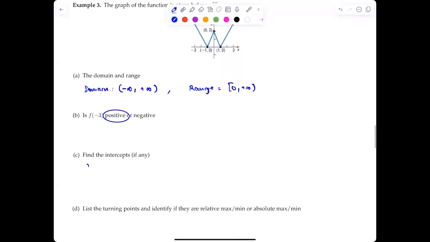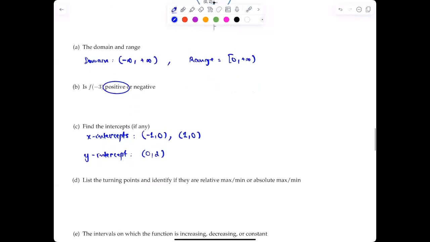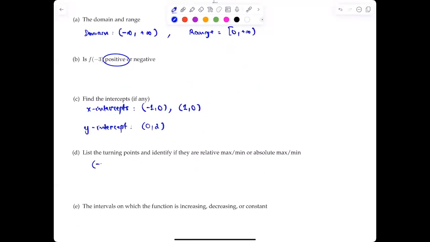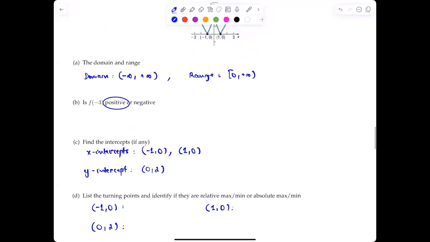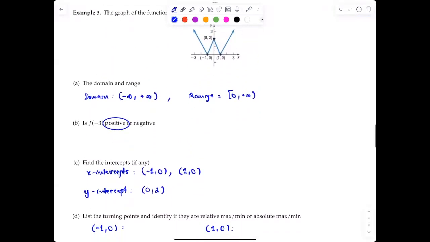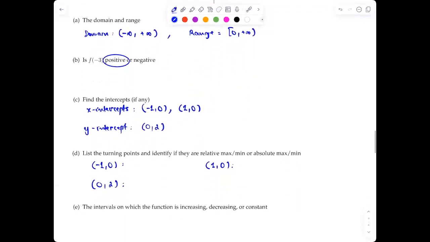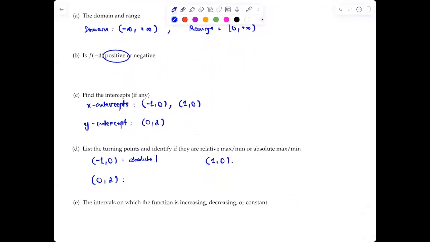Any intercepts? What is the x-intercept here? Negative 1, 0 and 1, 0. Thank you. And the y-intercept? 0, 2. Thank you. Turning points, we have three turning points: (negative 1, 0), (0, 2), and (1, 0). So can you classify this negative 1, 0? Absolute and relative minimum. And the same goes for 1, 0, right?